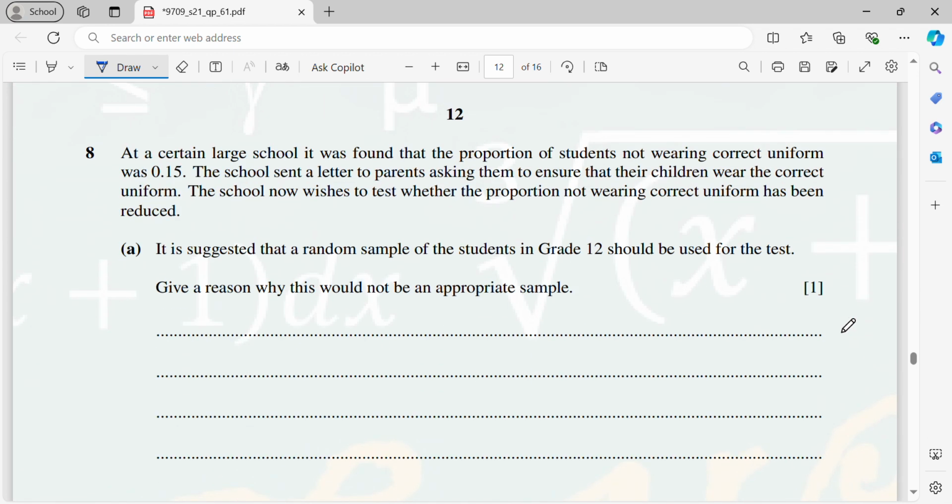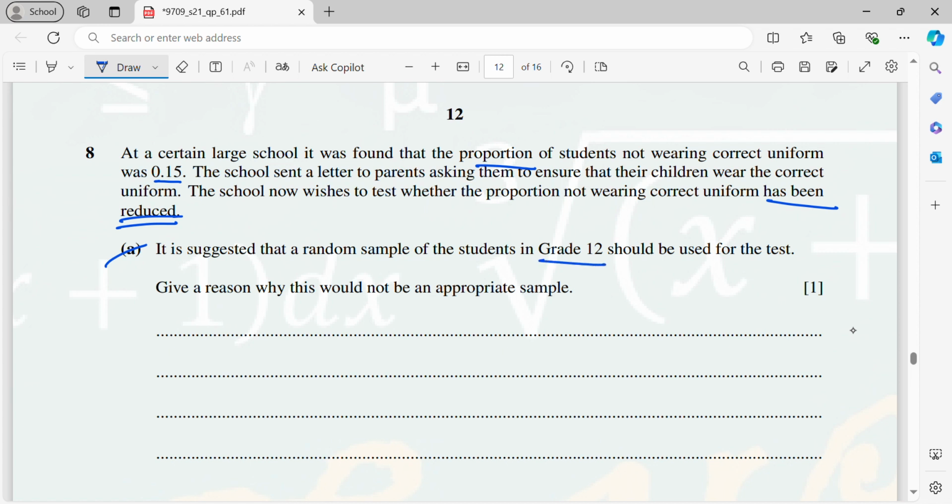Okay, question 8. At a certain large school, it was found that the proportion of students not wearing correct uniform was 0.15. The school sent a letter to parents asking them to ensure that their children wear the correct uniform. The school now wishes to test whether the proportion not wearing correct uniform has been reduced. Now A. It is suggested that a random sample of students in grade 12 should be used for the test. Give a reason why this would not be an appropriate sample.